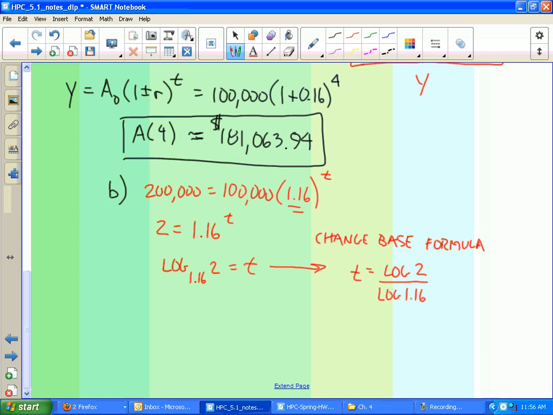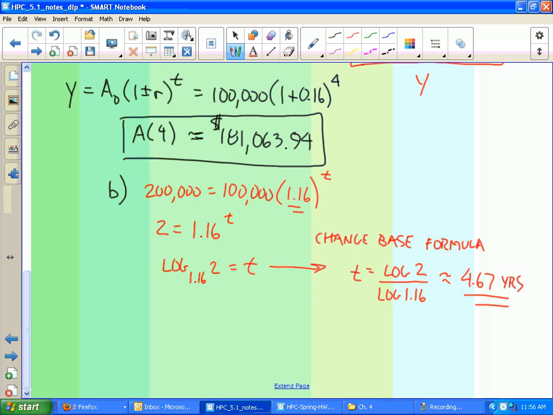Now I punch that in the calculator, but being careful how I do it. Log button, 2, close with a parenthesis. Hit the divide button. Log 1.16, and that's going to give me my answer. What was it, Carmen? 4.91? 4.67. 4.67. So that's how we're going to get our exact value.